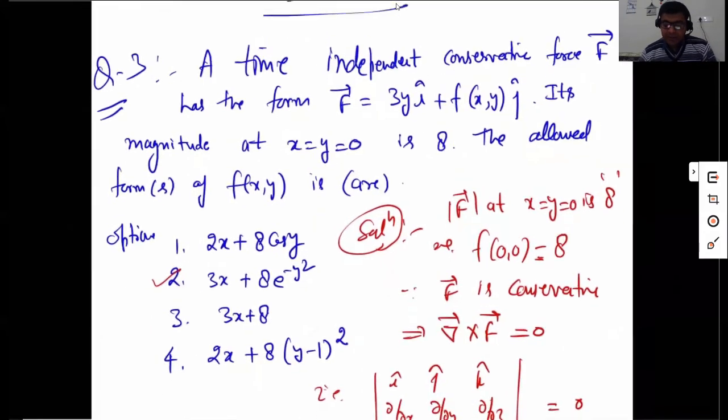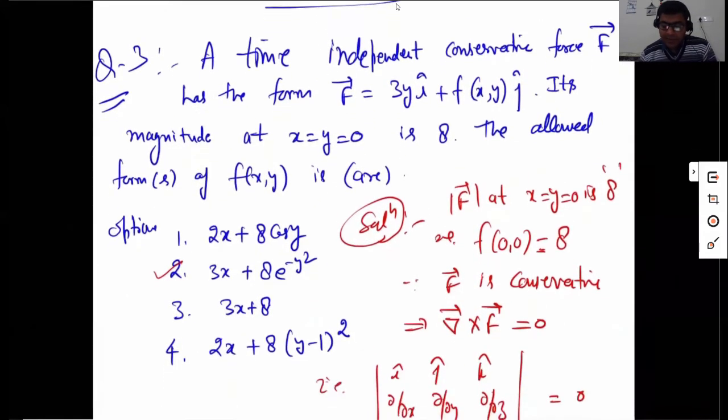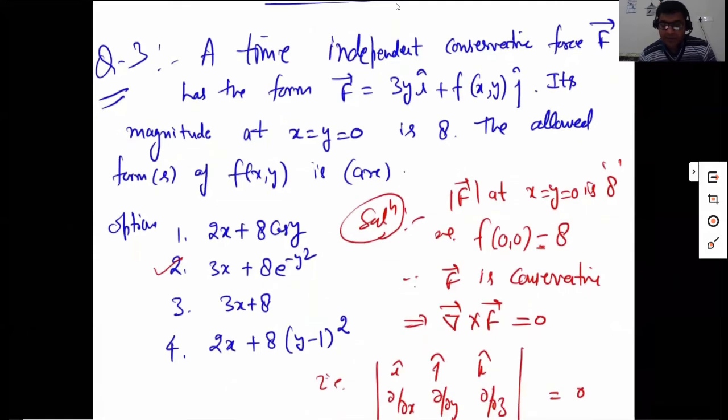Okay, so in section B, a time-independent conservative force F has the form F equal to 3y i hat plus f(x,y) j hat. So this f(x,y) was not given to us. Its magnitude at x equal to y equal to 0 is 8. So the magnitude of the capital F is 8 at x equal to 0, y equal to 0. The allowed forms of f(x,y).